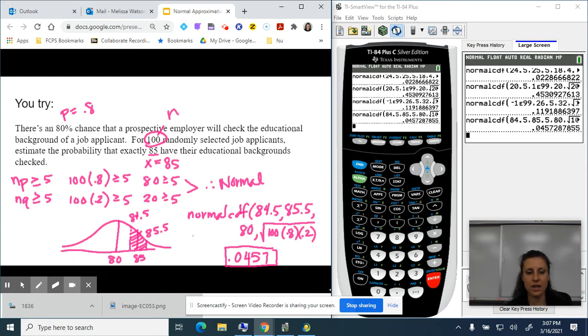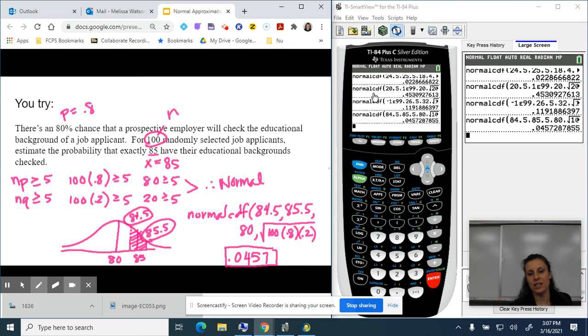Okay, here are the results of that last example. N times P and N times Q were both at least 5. Therefore, we could use the normal distribution. Since we wanted exactly 85, we had to use both boundaries. So 84.5 and 85.5 were the boundaries that we used, and we wanted between them. So normal CDF of 84.5 to 85.5 with a mean of 80 and a standard deviation of the square root of 100 times 0.8 times 0.2.